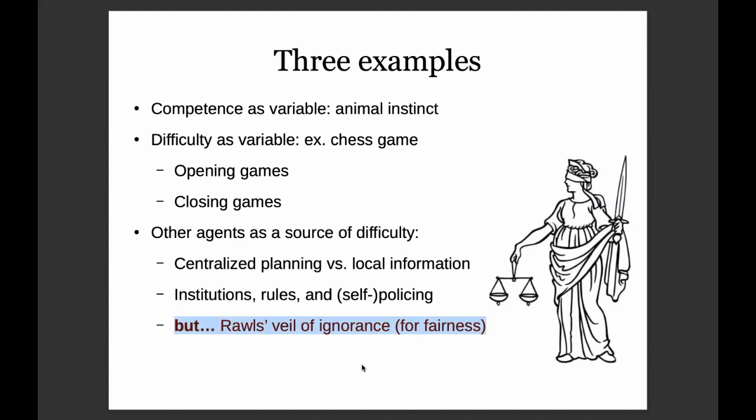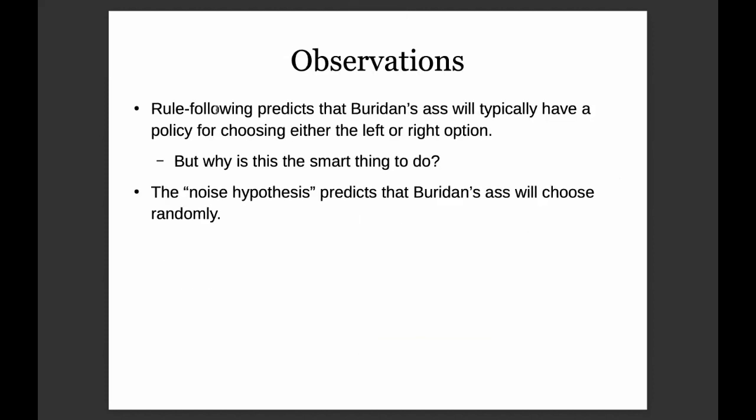If we are applying a rule-following paradigm, like the one described by Heiner, then we know that the donkey in Buridan's paradox will have a policy for choosing whether to go through the left or the right. But why is this the best thing to do? Well, simply because all the time that you spend trying to understand the best option is time spent for no reason, which is not going to pay off. On the other hand, the noise hypothesis predicts that each time Buridan's ass will choose randomly.